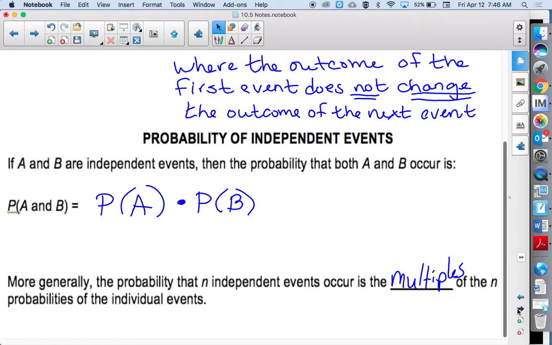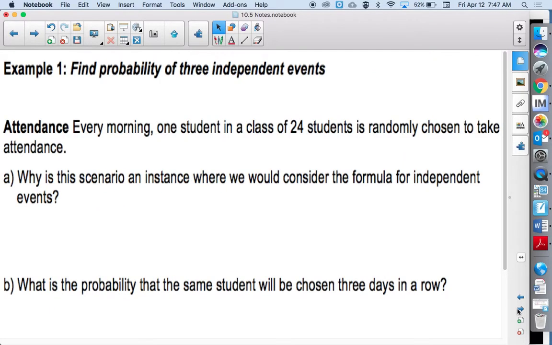So there is one problem underneath here. It asks us to find the probability of 3 independent events. So the first event isn't going to affect the other event or change the occurrence. Every morning, one student in a class of 24 is randomly chosen to take attendance. Part A says, why is this scenario an instance where we could consider the formula for independent events?